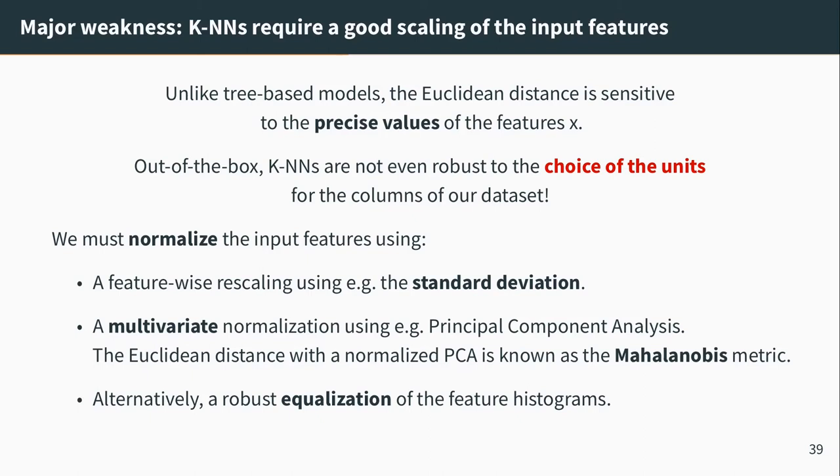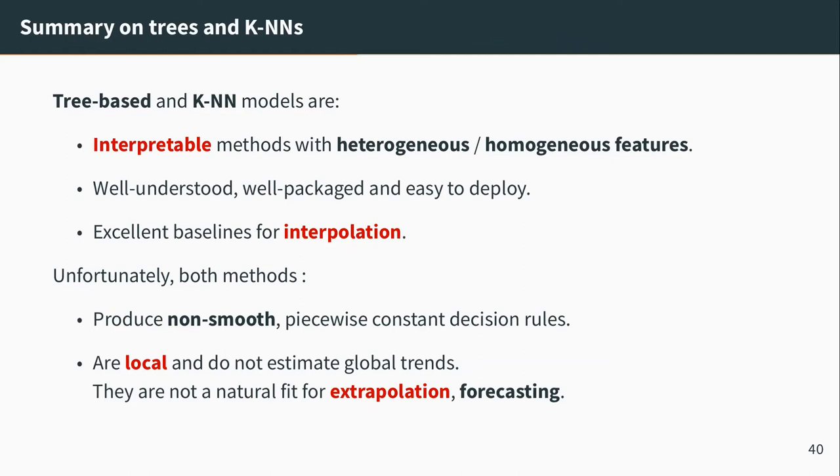So the summary on those simple methods is that they are very interpretable. Tree methods are archetypally very well suited to heterogeneous data. K-nearest neighbors are very suited to homogeneous features. Both methods are super well understood, as you can imagine. They are well packaged, easy to deploy, and excellent baselines for interpolation. If you just want to take average values of previous samples, it's perfect, and you don't need to fit super large neural networks to do that.